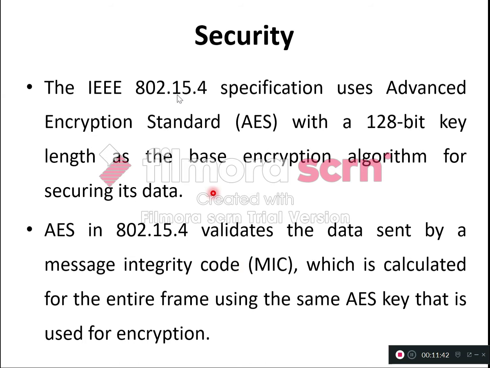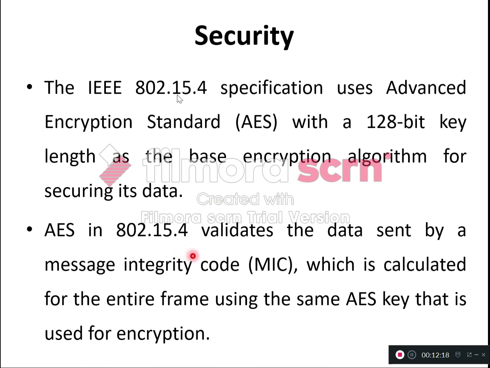Then coming to the security, that is about the topology. So let us discuss the security in the IEEE 802.15.4 specification. It uses the Advanced Encryption Standard, AES, which you have already studied in your computer networks, the AES algorithm with 128-bit key length as the base encryption algorithm for securing its data. So it is using the AES algorithm with 128-bit key length as the base encryption algorithm for securing its data.